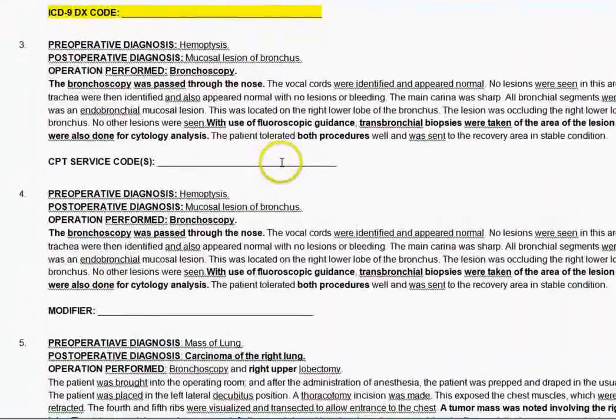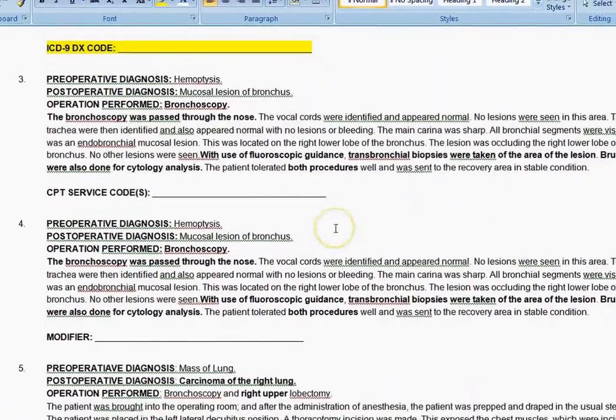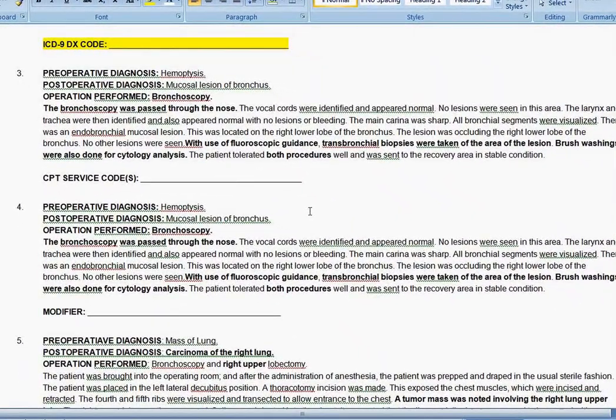Okay, moving on to number 3. We have preoperative and postoperative diagnosis and the operation performed. In this case, we're only focusing on the CPT, so we'll focus on these diagnoses in number 4. The operation performed is bronchoscopy, to look or view inside of the bronchus. So what the provider did was use an endoscope, and because the furthest point was the bronchus, the term has changed over to bronchoscopy.